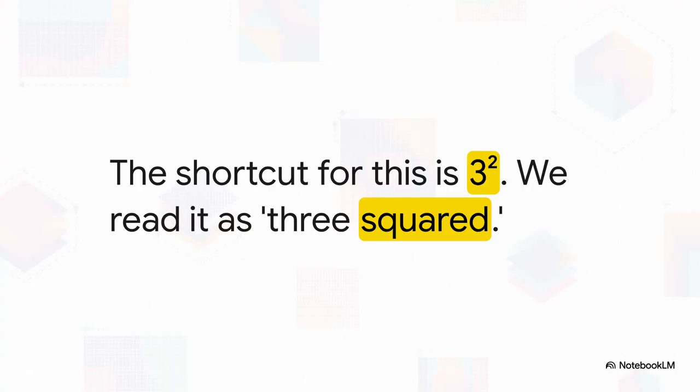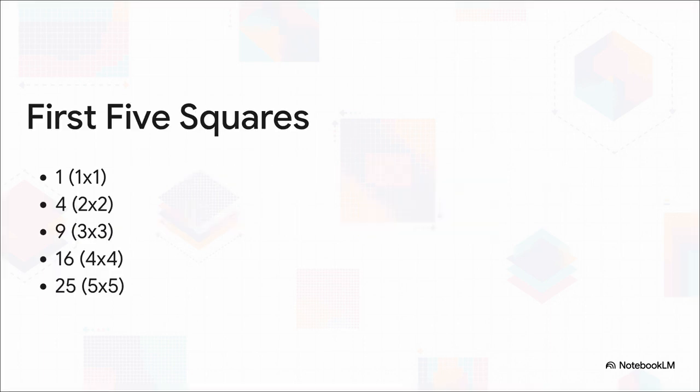And mathematicians, they love a good shortcut, right? So instead of writing out 3 times 3, they use this little notation, a 3 with a tiny 2 floating up top. We read that out loud as 3 squared, and it's just a quick, clean way to say the exact same thing. So let's get these first few locked in our brains. Here are the first 5 square numbers: 1, 4, 9, 16, and 25. You're going to want to get familiar with these, because they're the building blocks for all the cool patterns we're about to find.